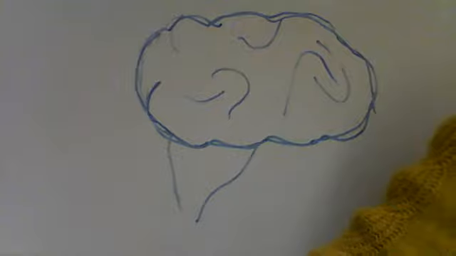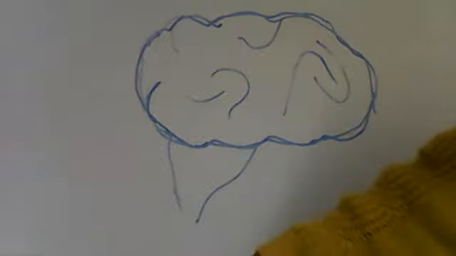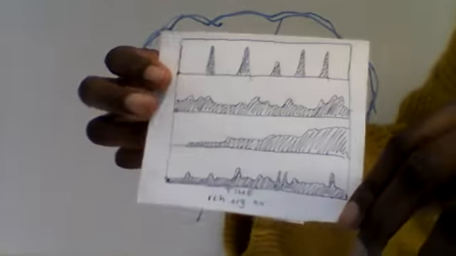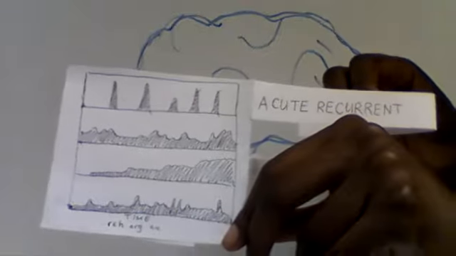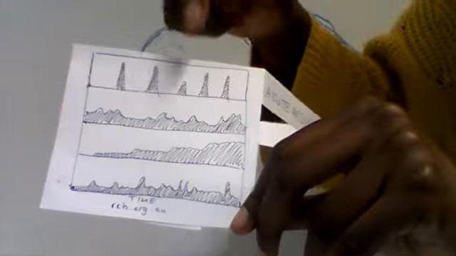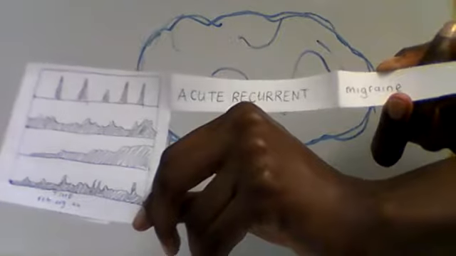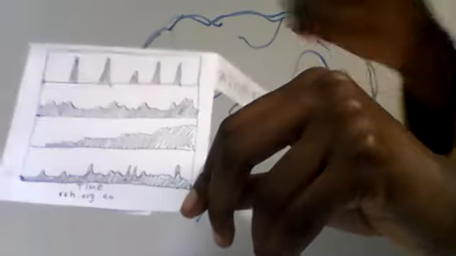So a good way of remembering the different types of headaches is understanding the various patterns that there are to headaches. So this is a table which I found, which shows the various patterns. You can have acute recurrent headaches, and acute recurrent headaches are often a sign of a migraine. So usually it's a migraine if it's an acute recurrent one.